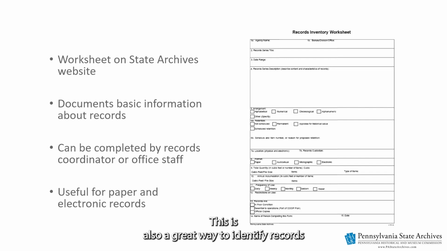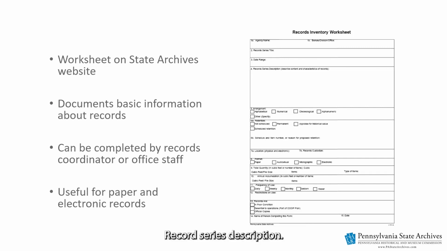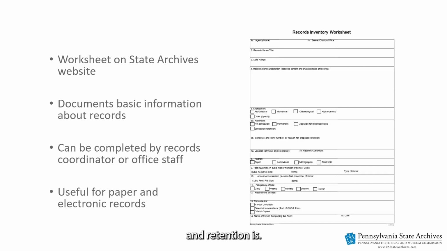This is also a great way to identify records that are past their assigned retention period and could be disposed. Record series description. Describe the nature, purpose, and use of these records. A description can include different types of documents found in the record, such as reports, correspondence, or spreadsheets. Having a records description will help confirm what a record's official title and retention is, even if the office uses a different name than the official one in a record schedule.